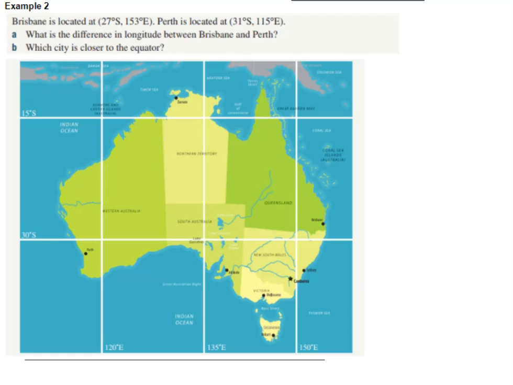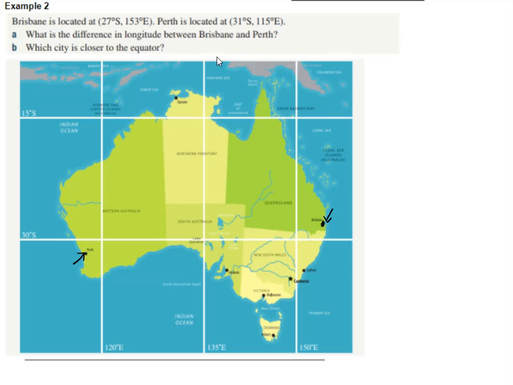Alright, example 2. It says Brisbane is located at 27 degrees south, 153 degrees east, and Perth is located 31 degrees south and 115 degrees east. Okay, so Brisbane is right there, and Perth is way over here, and we put an arrow towards both of them. So it says, what is the longitude difference between Brisbane and Perth?